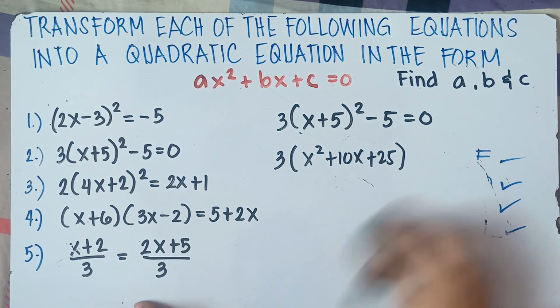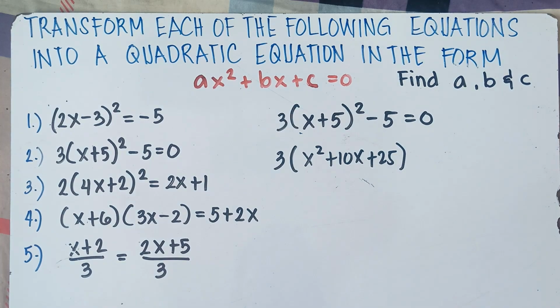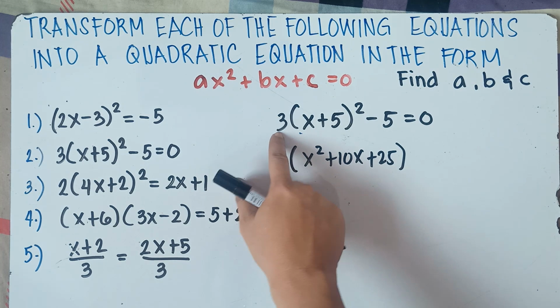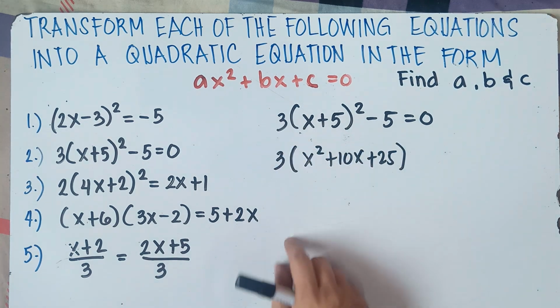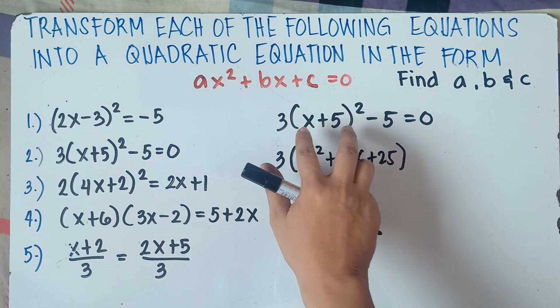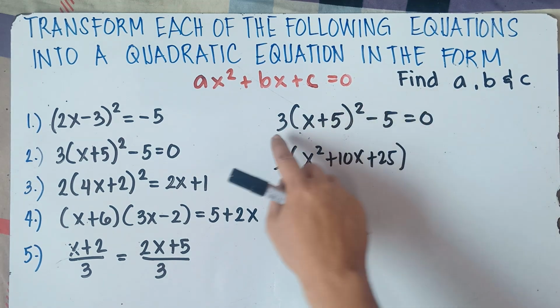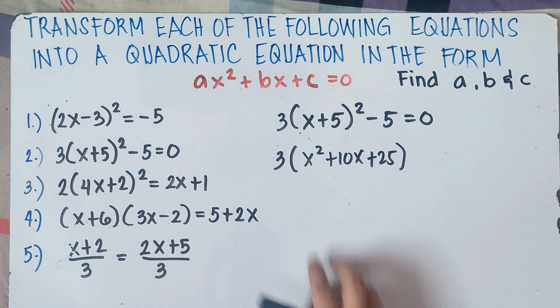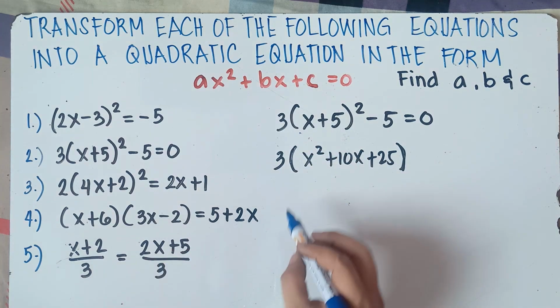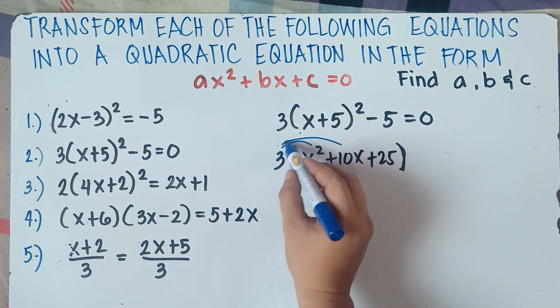Once again, class, you'll be asking, sir, why do we need to put parentheses? Because we're not yet done in multiplying 3 times this equation. We need to multiply 3 times this equation, but we simplify parentheses and exponent first before we do multiplication. So that's why we need to put parentheses, because we need to do the distributive property.